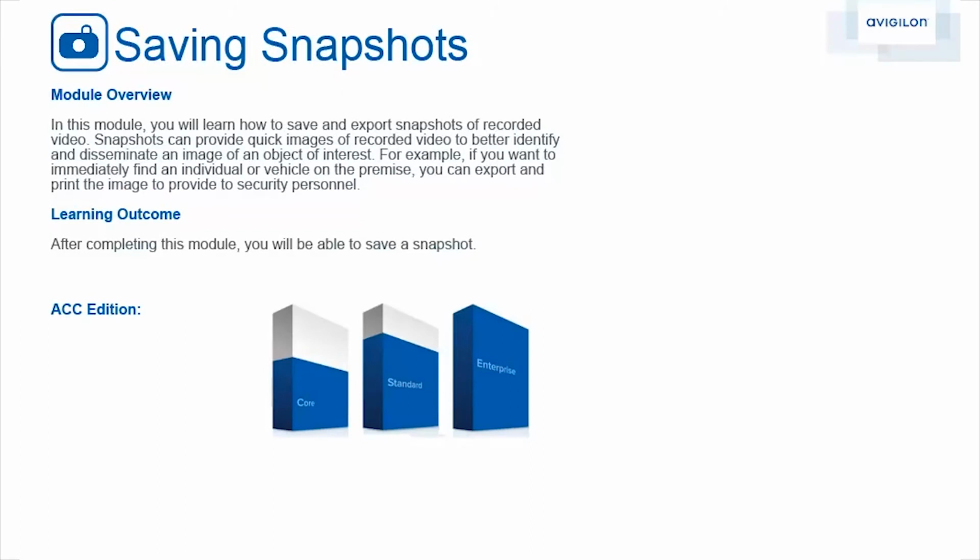In this module, you will learn how to save and export snapshots of recorded video. Snapshots can provide quick images of recorded video to better identify and disseminate an image of an object of interest. For example, if you want to immediately find an individual or vehicle on the premise, you can export and print the image to provide the security personnel. After completing this module, you will be able to save a snapshot. This feature is available in these editions of ACC software.